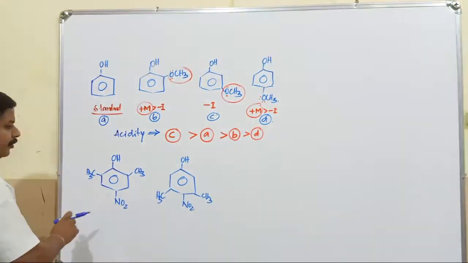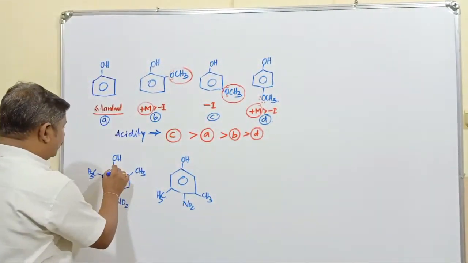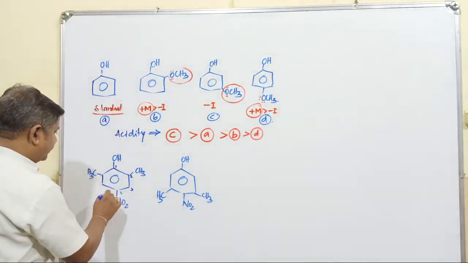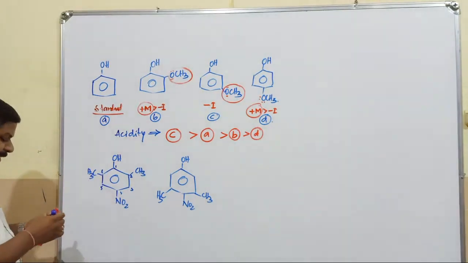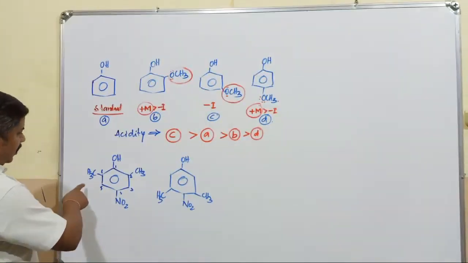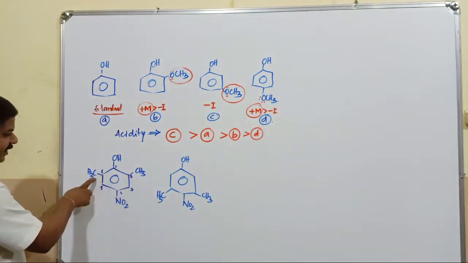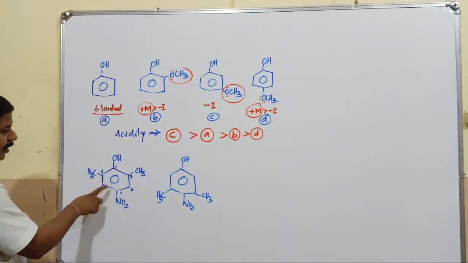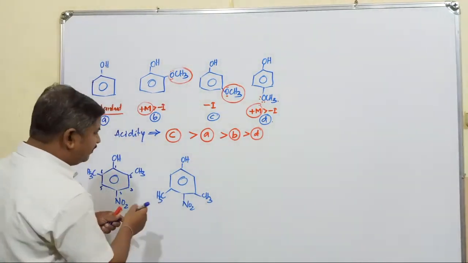Only difference is the position. What's the name of these two compounds? 1, 2, 3. This is 4, this is 5, and this is 6. I will mention the IUPAC name of this one. It is 2,6-dimethyl-4-nitrophenol.